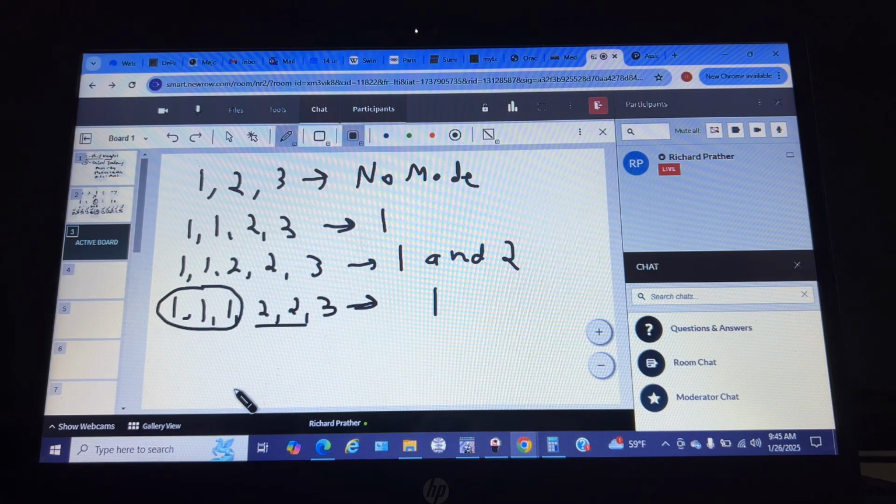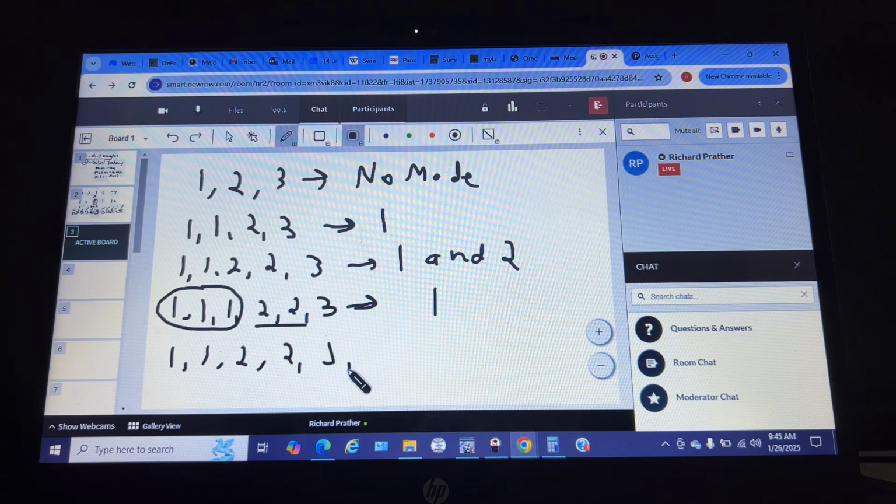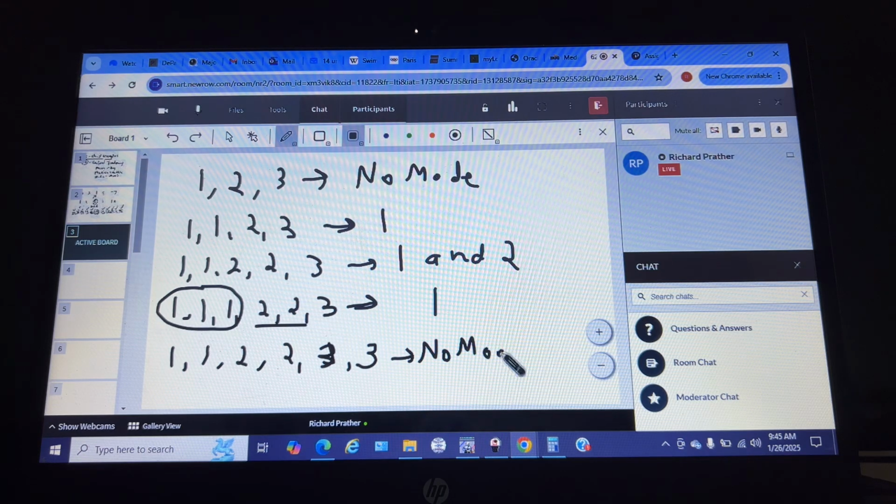And you probably wouldn't see this, but by technicality, if every number happens equally, 1, 1, 2, 2, 3, 3, then you're back to no mode. So it's not as soon as there's repeats that there's going to be an answer. If every number happens equally, if every number happens once, if every number happens twice, then you're no mode. There's got to be at least one repeat that's different than other repeats.